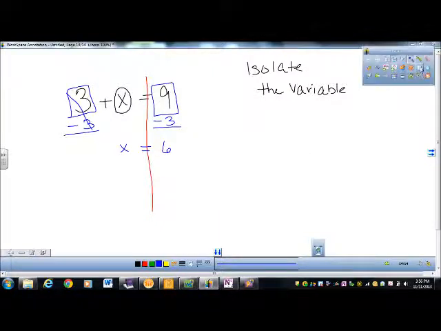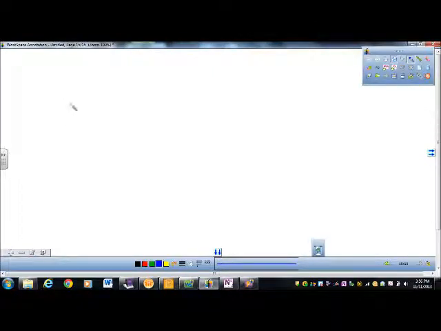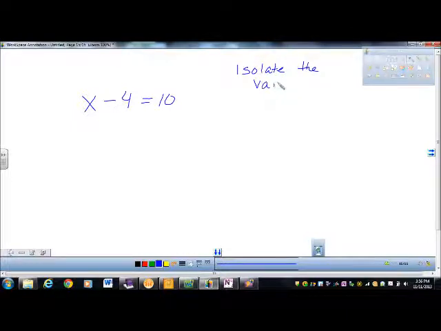Okay, here is another example. We're doing the same thing, one-step equations. We've got x minus 4 equals 10. Again, our goal is to isolate the variable. That means we need to get the variable all by himself. I like to think of the variable as a cranky old man, and he just wants to live by himself. Everybody leave him alone. Everybody needs to move to another neighborhood.